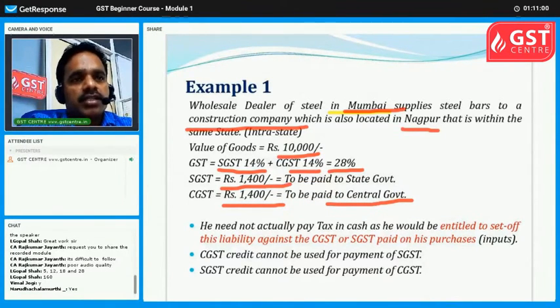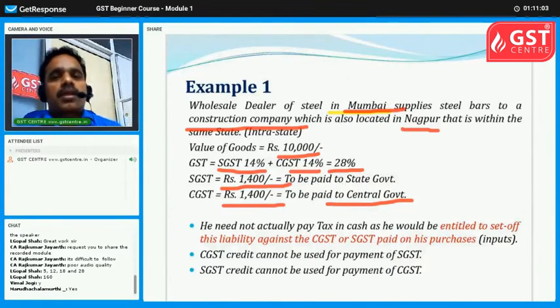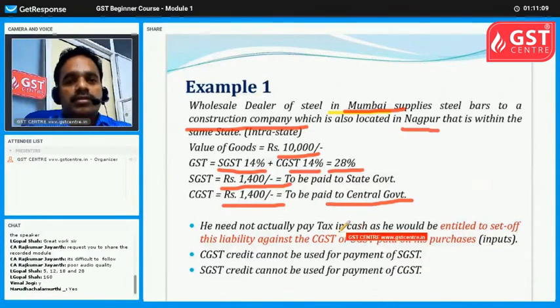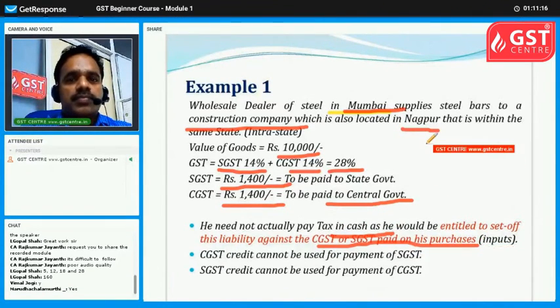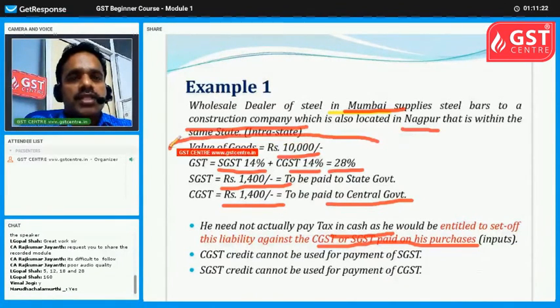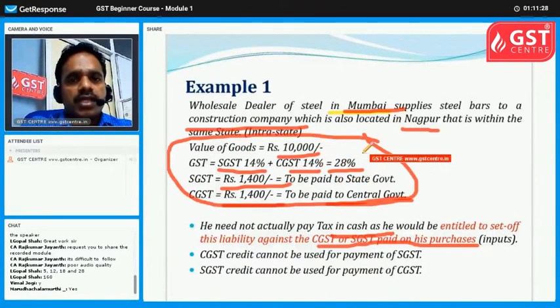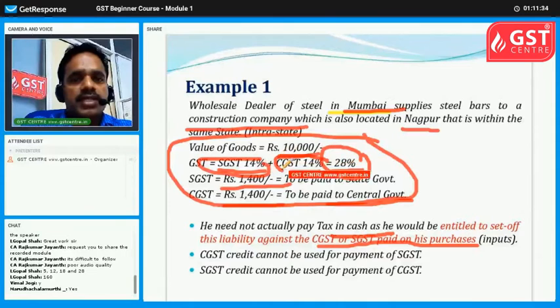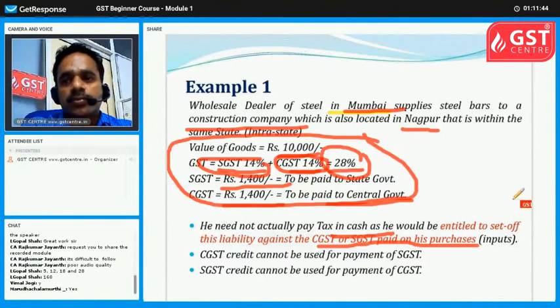And as these are both businesses, input tax credit can be claimed. The construction company, the person who is paying tax, can claim the input tax credit on the taxes paid to the wholesale dealer and indirectly paid to the government. Here the sale value was 10,000. 28% GST was charged. 28% consists of SGST 14% and CGST 14%. SGST will go to the state government and CGST will go to the central government. Hope the points are clear to you.